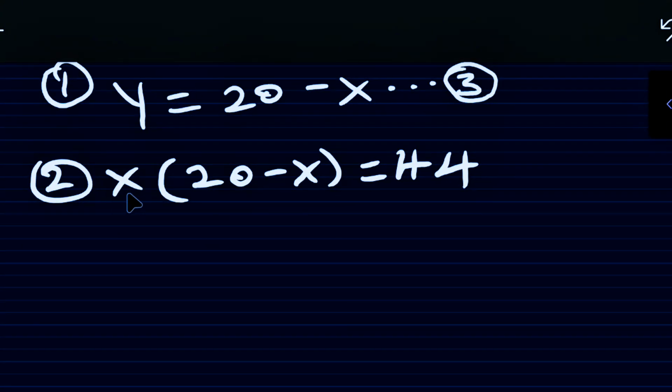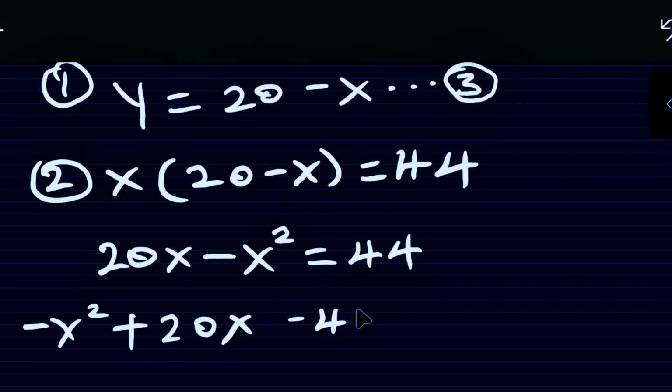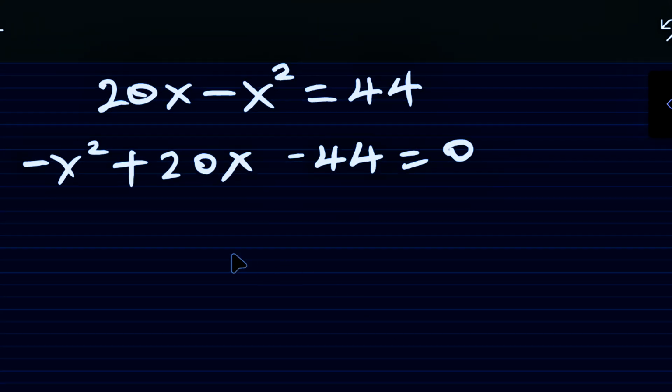So we are going to use this x to open this parenthesis. x times 20 will give us 20x. x times minus x will give us minus x squared, and this equals 44. So we are going to equate everything to 0, and I want us to rewrite this as minus x squared plus 20x minus 44 equals 0. Now this is what we have from here.